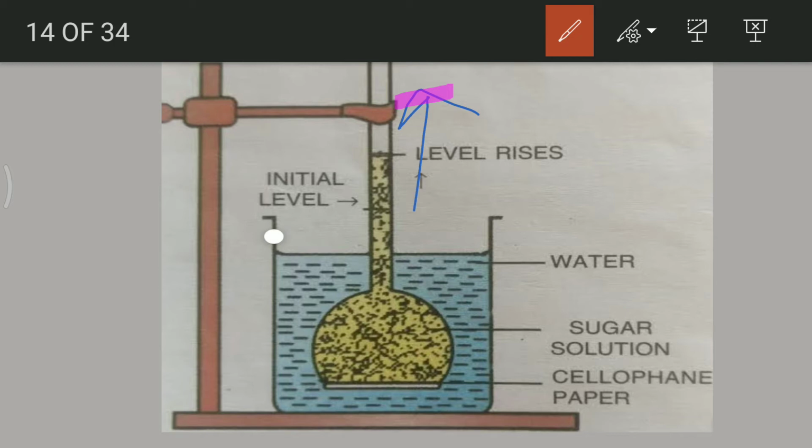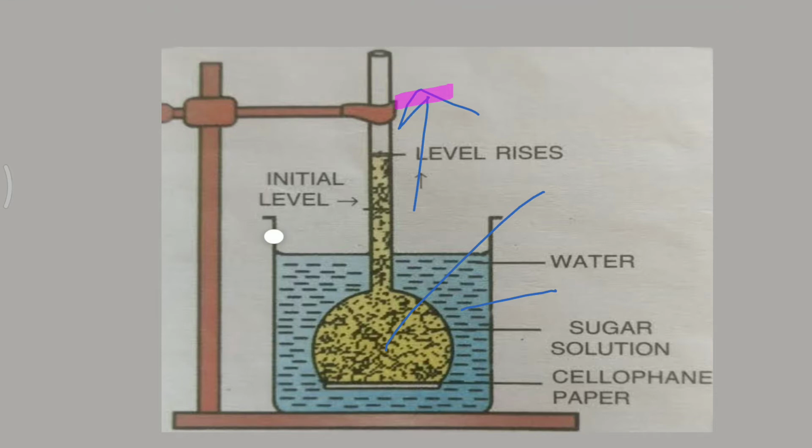of water. In the thistle funnel, there is less concentration of water as compared to the outside beaker, and that's why the movement is taking place from outside the thistle funnel to inside the thistle funnel through the semi-permeable membrane.